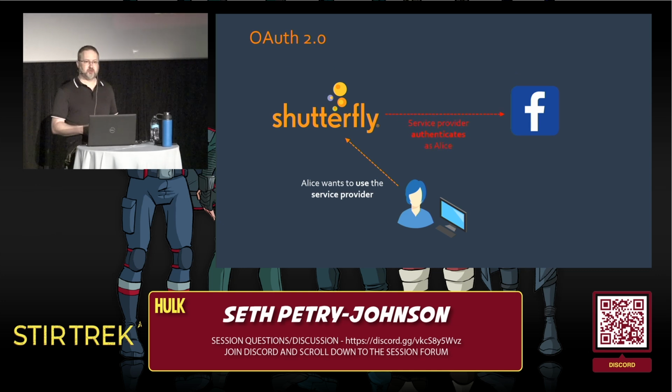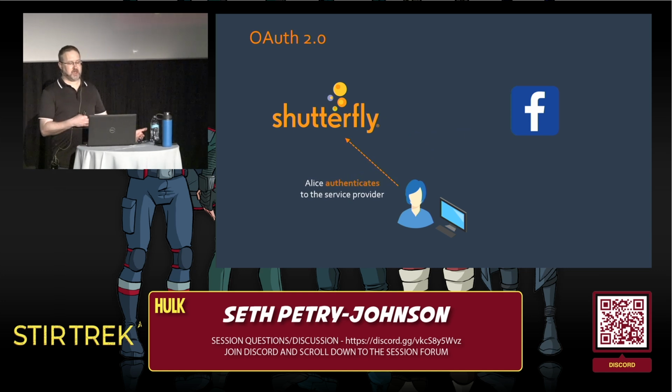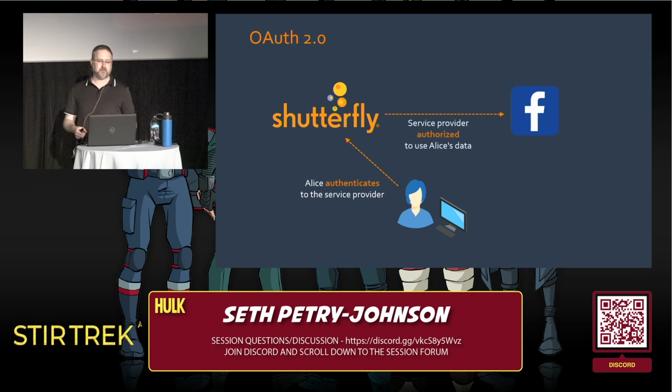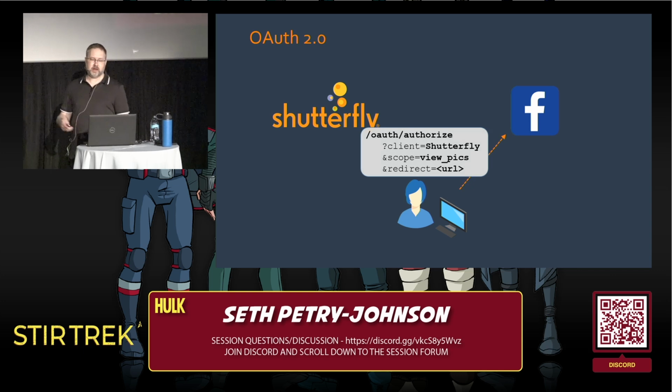Now, the simple approach would be for Alice to give her Facebook password to Shutterfly, but that would then give them access to her entire Facebook account, which is obviously a bad idea. OAuth solves this problem by creating a standard that lets Alice delegate authorization to access her Facebook data without sharing her password. So she has to authenticate first to Shutterfly using her Shutterfly account, and Shutterfly then makes an authorized request to get her data. And here's how it works.